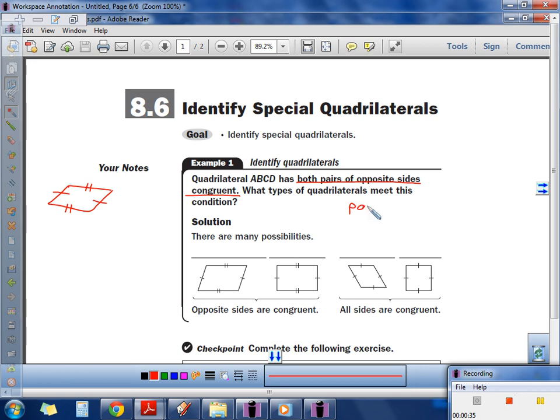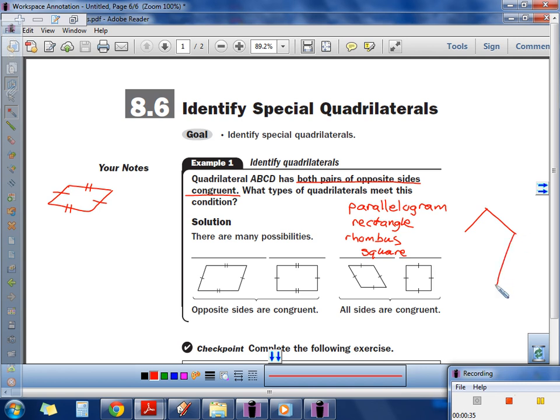Okay, parallelogram, rectangle, rhombus, square. Any others? It could be any of those shapes. So what types of shapes could it be if it has both pairs of opposite sides congruent? Any of those 4. Kite doesn't exactly have opposite sides congruent.